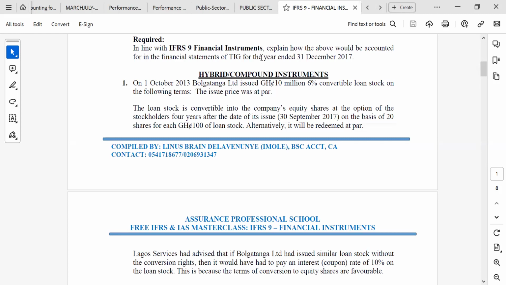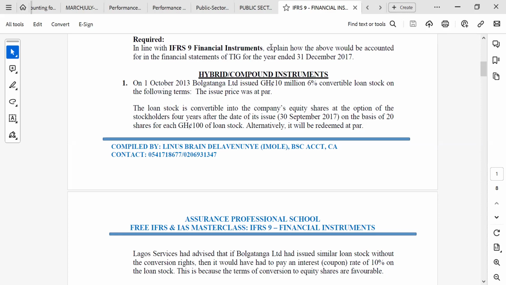How does a compound instrument work? What is going to happen is that the entity will issue an instrument and they will be asking the holders of the instrument to convert it into equity shares. So they will issue a debt instrument and say you have the right to convert the instrument into equity shares, or a convertible instrument, that instrument that is having the characteristics of both equity and debt. So how do we account for this?